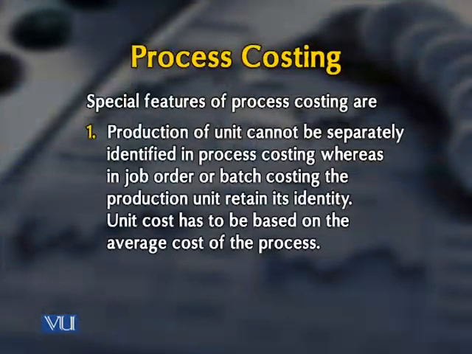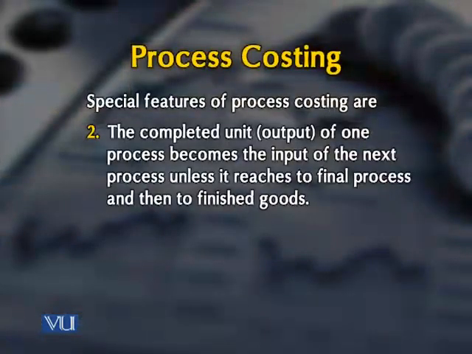Now, a special feature of process costing is that production of a unit cannot be separately identified in the process. I will explain later the basic difference between job order costing and process costing. Here the production is continuous, and you keep on producing and adding to the market, and then people go and buy it. But in job order costing, the customer places an order, and you produce the goods according to that order. The completed units of one process become the input of the next process, because here the production is by departments, process 1, process 2, process 3, and like that the production goes on.